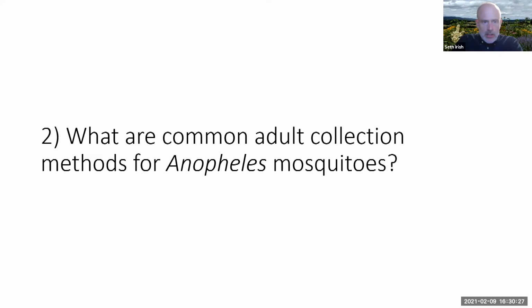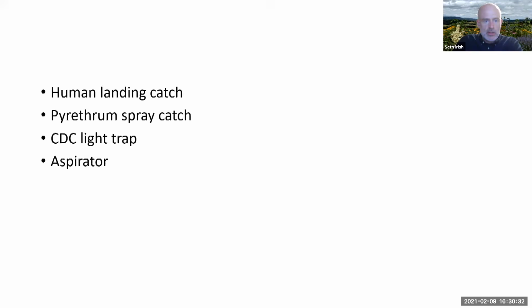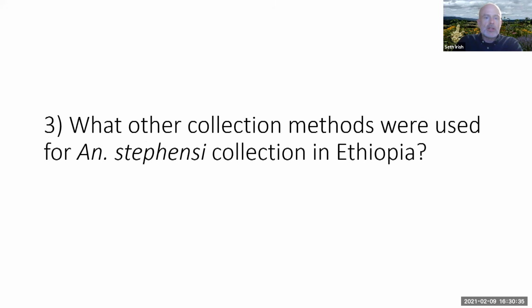Good. Okay. The next question is, what other collection methods were used for Anopheles stephensi in Ethiopia? Besides the standard collection methods, what other methods did we use? Good. Black box. Animal bait collection. Perfect. Good.